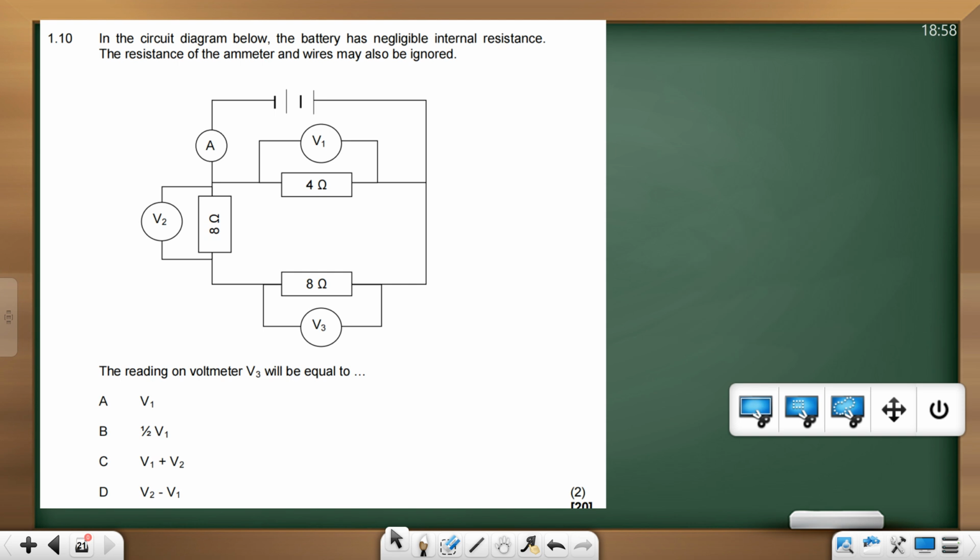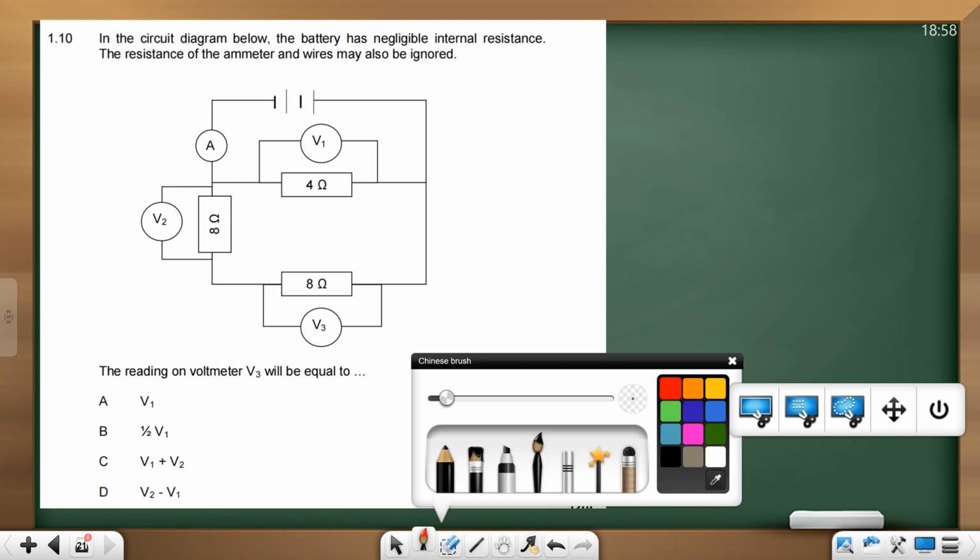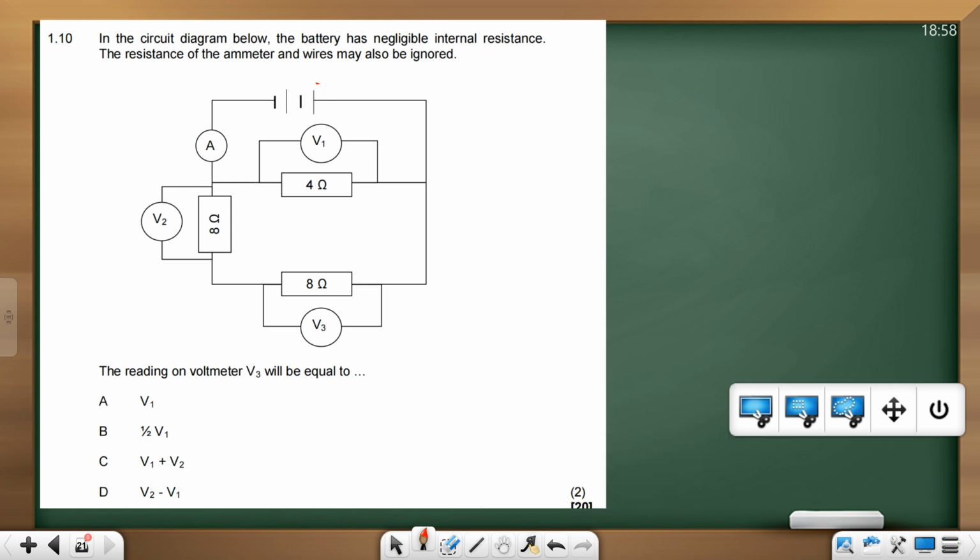Okay, guys, let's analyze. In the circuit diagram below, the battery has a negligible internal resistance. We are actually going to start looking at internal resistance. The resistance of the ammeters and wires can be ignored. All right. Now, this is what I like to do. I like to find out how current is moving. Current will always move from the positive to the what? Negative. So current comes this way.